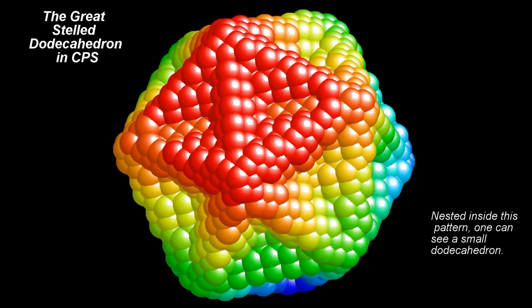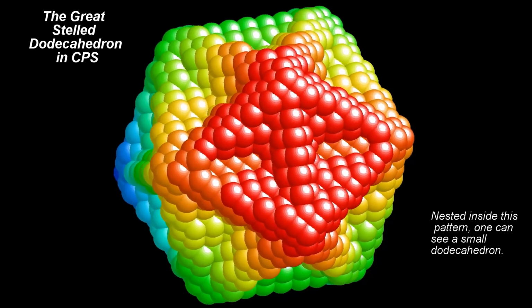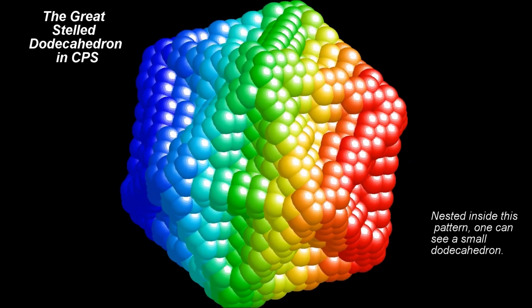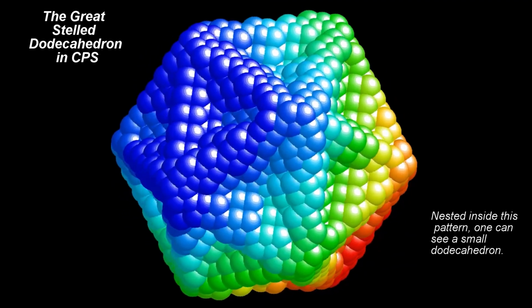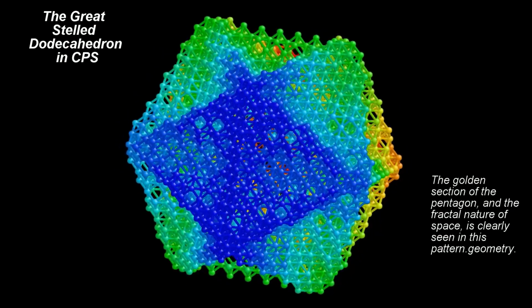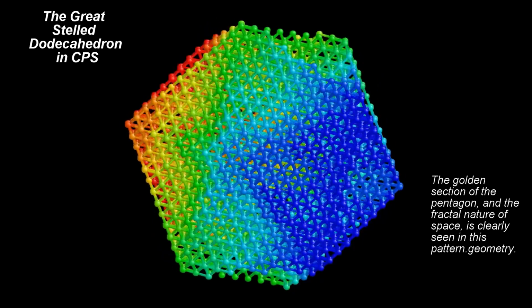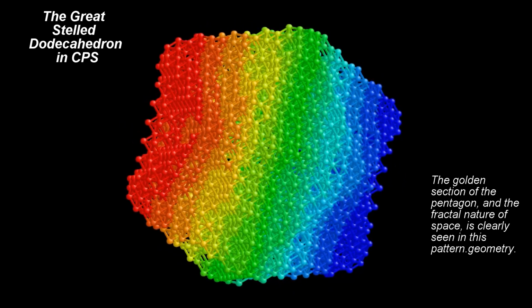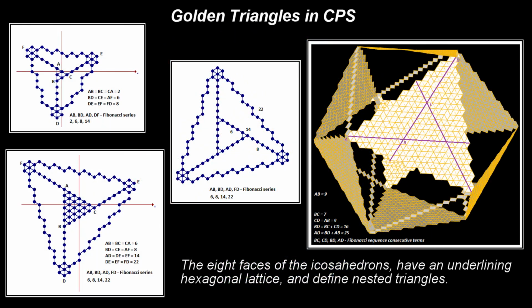I like to think of this object as being one of the best arguments one can use to justify the validity and necessity of the CPS geometry. The golden section of the pentagon, and the fractal nature of space, is clearly seen in this pattern. The definition of the golden section, based on the ratio between the diagonal and the length of a regular pentagon, is closely related to the fact that pentagons can be infinitely nested.